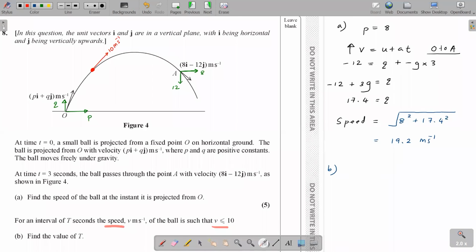So they are asking us to find the interval of values such that V is less than or equal to 10. How do we do this? I'll mark 10 a little bit higher than this. I've marked it in line with this, so we'll mark it a little bit higher.